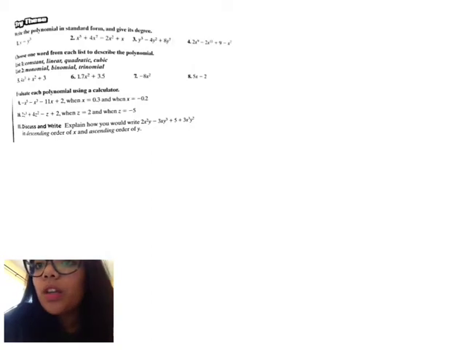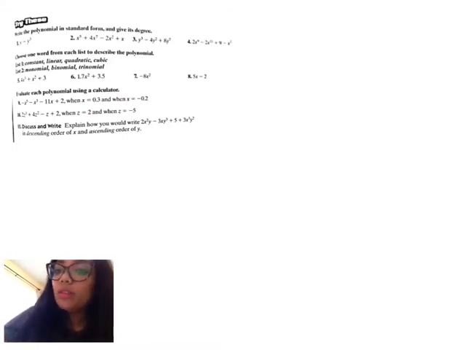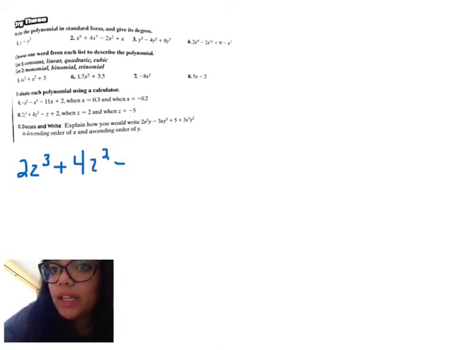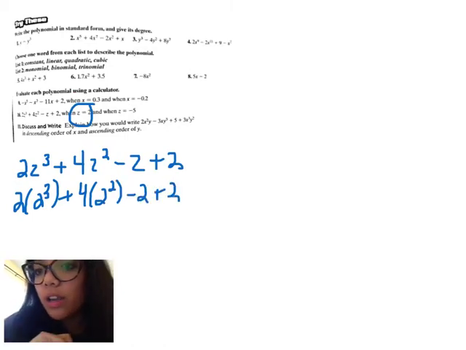So number 10, when z equals 2 and z equals -5, all you are doing is plugging it in twice. That means you're going to have 2 separate answers. So 2z cubed plus 4z squared minus z plus 2. When z equals 2, that is 2 times 2 cubed plus 4 times 2 squared minus 2 plus 2. Here's what I mean when I want to see everything.